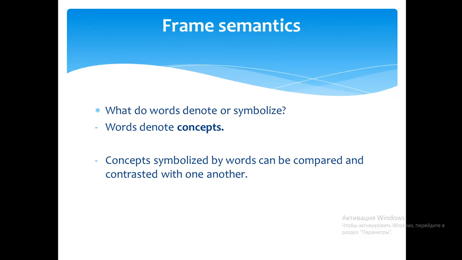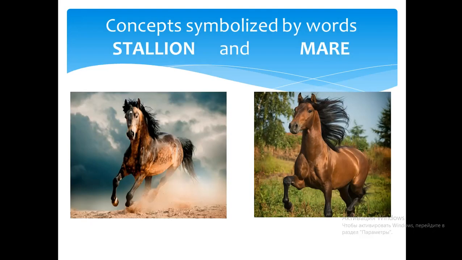Frame semantics. What is it that words denote or symbolize, as cognitive linguists usually put it? A simple assumption that has guided much research in semantics is that words denote concepts, units of meaning. Concepts symbolized by words such as stallion and mare can be compared and contrasted with one another. Comparison of words is the approach taken by structural semantics, which analyzes types of semantic relations between words, including hyponymy and antonymy.